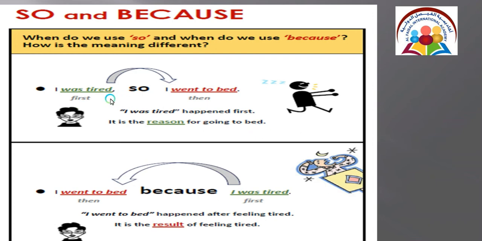Here, the word tired is the reason for going to bed. If I want to add the clause because, we have to add the result. I went to bed because I was tired. So the result here of feeling tired, the reason that you were tired, is why you went to bed. So we say I went to bed because I was tired. Hope you got this point, students.